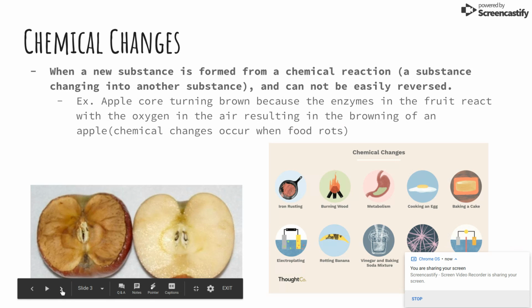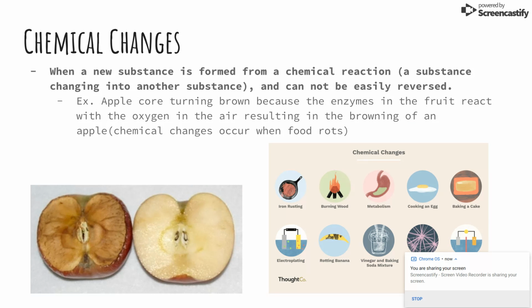Now we're going to talk about chemical changes, which is when a new substance is formed. Basically, a chemical change is a substance changing into another one. This either cannot be reversed or is not easily reversed. An example of this is an apple core turning brown, because the enzymes in the fruit react with the oxygen, which results in the browning of the apple.